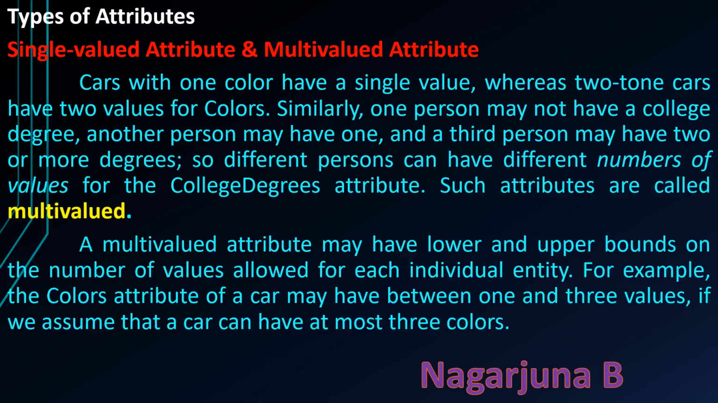That means not more than 3 colors, so it will not have more than 3 values. The lower bound will be 1 color, that is 1 value, and the upper bound will be 3 colors, that is 3 values. An attribute which has a single value is called a single-valued attribute. An attribute which has multiple values is called a multi-valued attribute.